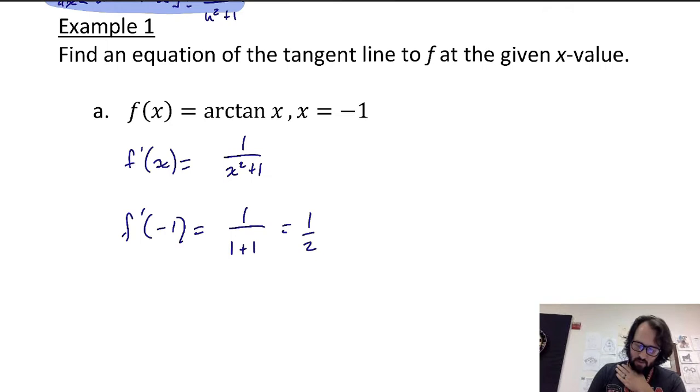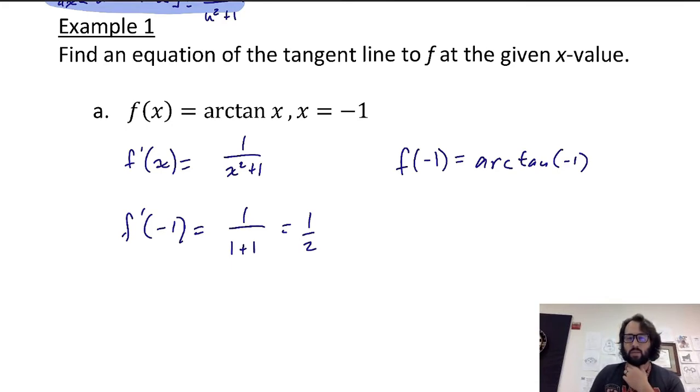I also need the point, so f of -1 would be arc tangent of -1. Well, that is the position, or the angle, right? The arc tangent, the outputs are angles. So please, please, please remember that these outputs are angles.